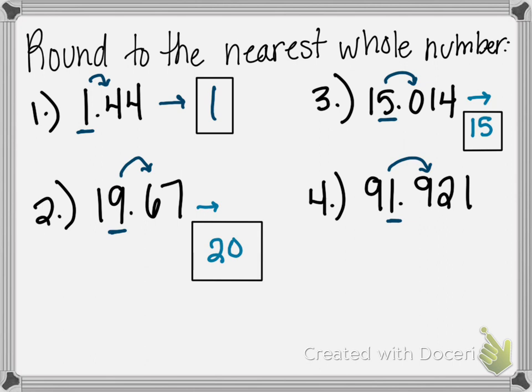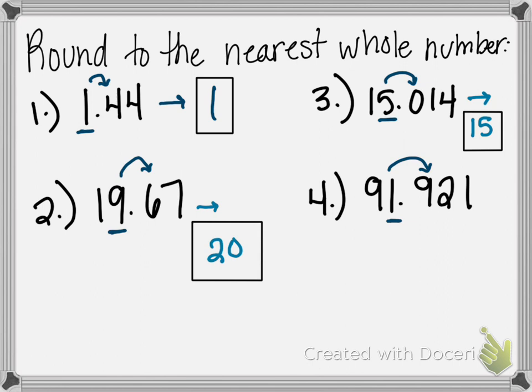And finally, John, number 4, 91.921 rounds to what? 91. So look to the right. 9 is bigger than 5. So it'd be like 91.10. Okay, so hold on.